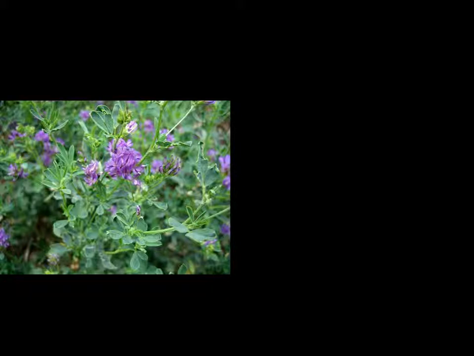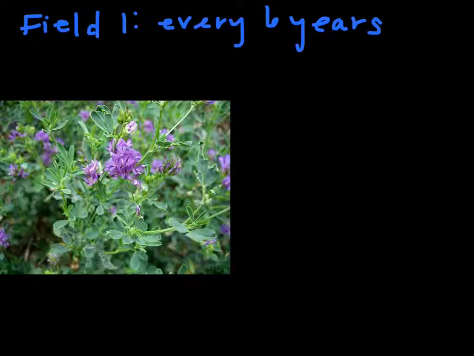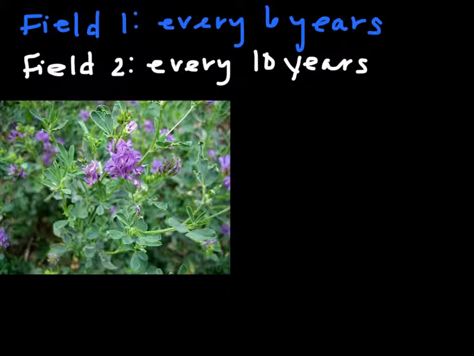Let's use the concept of least common multiple to solve a crop rotation problem. Crop rotation is a system in which farmers vary the crops they plant in their fields every year. Let's suppose a farmer grows alfalfa in a certain field every 6 years. In another field, the farmer grows alfalfa every 10 years. During this year's growing season, the farmer is growing alfalfa in both fields. In how many years will the farmer grow alfalfa in both fields again?